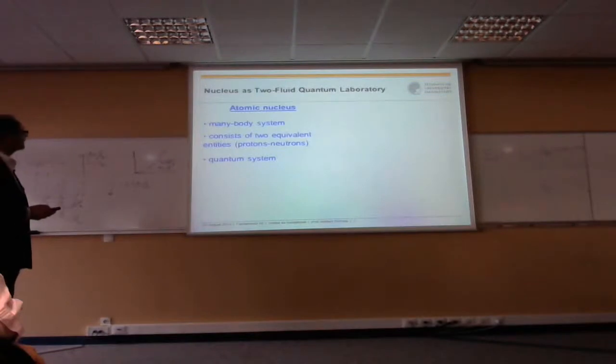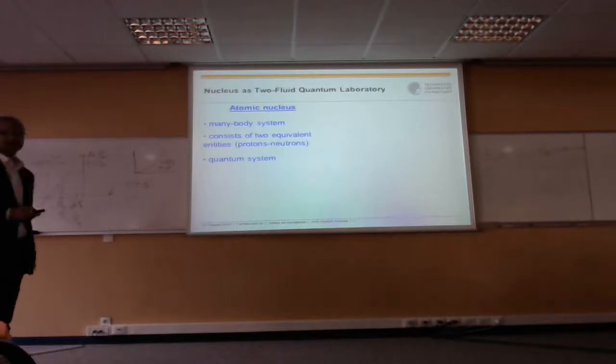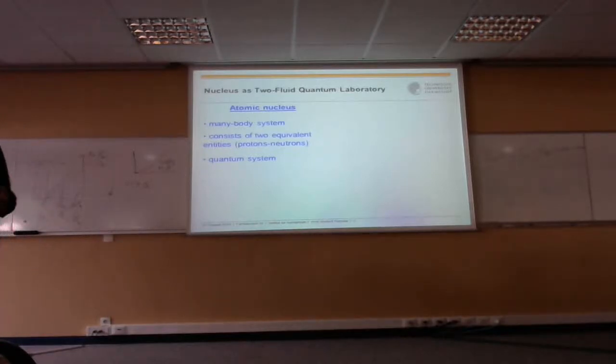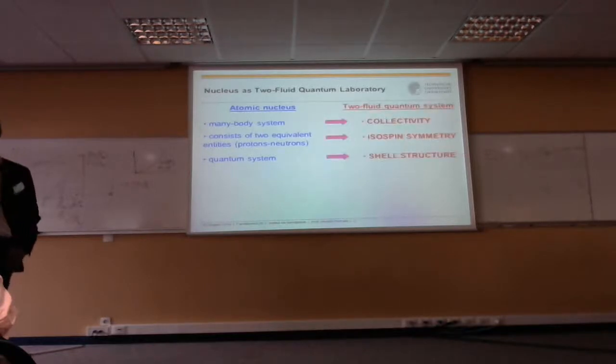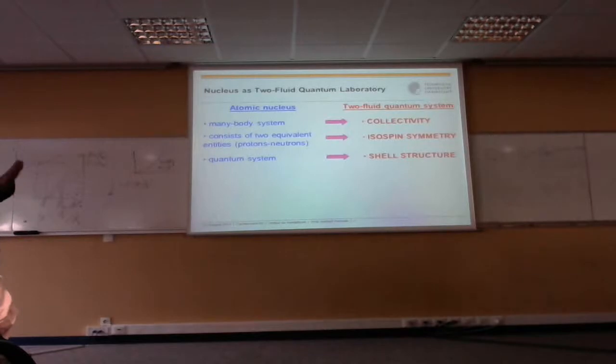So let me first motivate this. The nucleus is made of protons and neutrons, so it's a sort of two-fluid system. It's a quantum laboratory for two-fluid systems. It's a many-body system, of course, so it has these two pieces, protons and neutrons, and it's a quantum system, and therefore it's the best model that we have for these sort of two-fluid, many-body quantum systems.